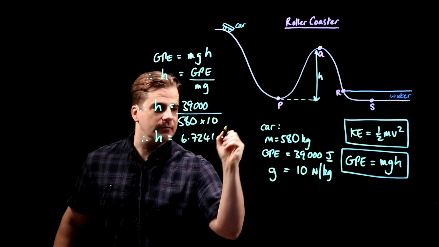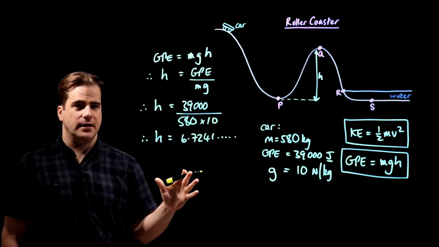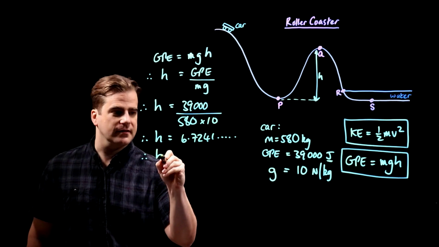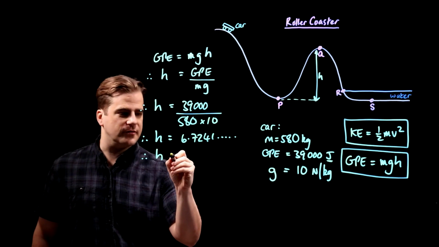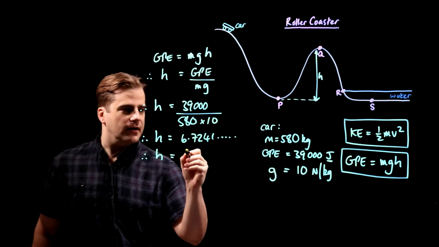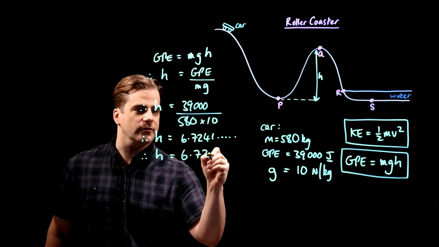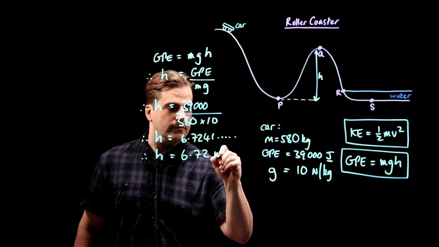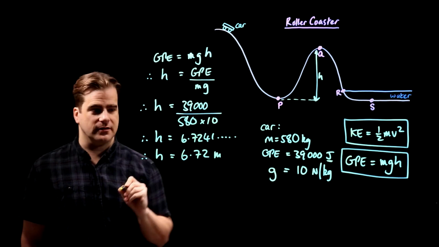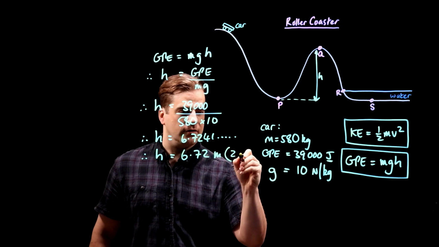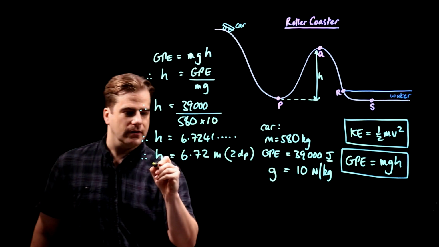Therefore h is, stick that in your calculator and you get 6.7241 something. Now they don't tell you how many decimal places they want, so we have to make a sensible guess. One or two decimal places, either is fine. I'm going to go with 2. Let's say 6.72. Height is in meters, and that's to 2 decimal places.